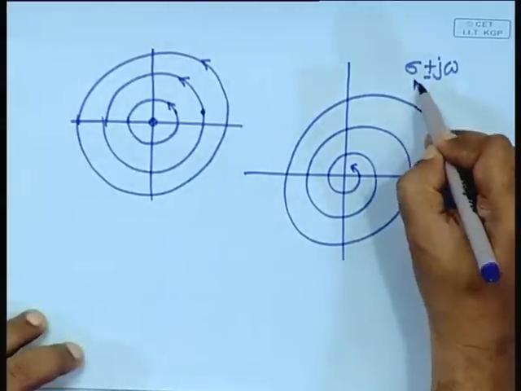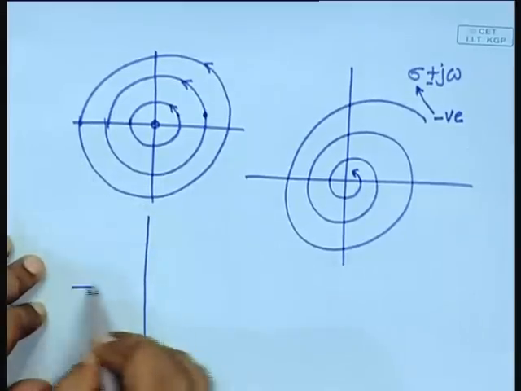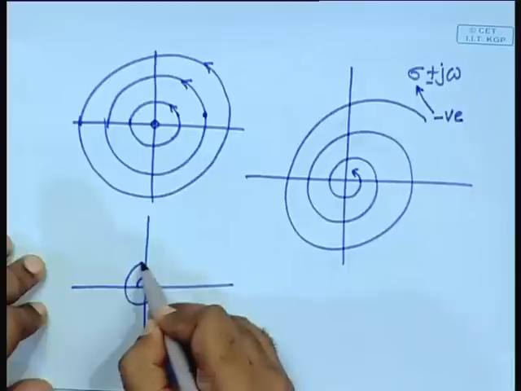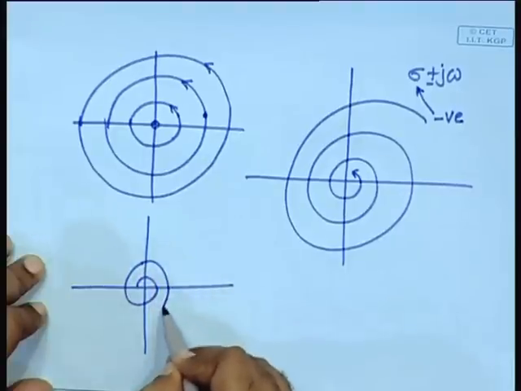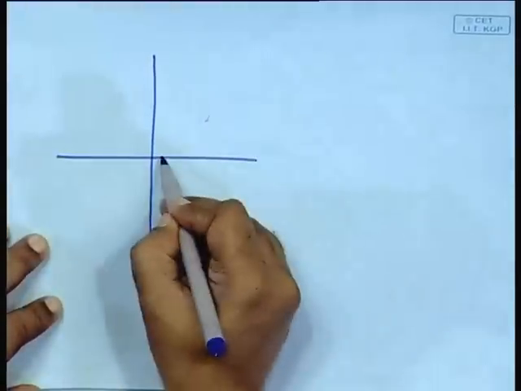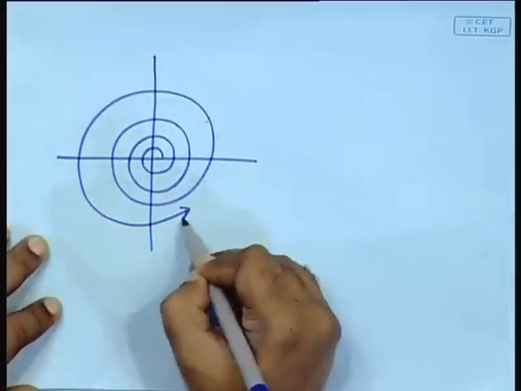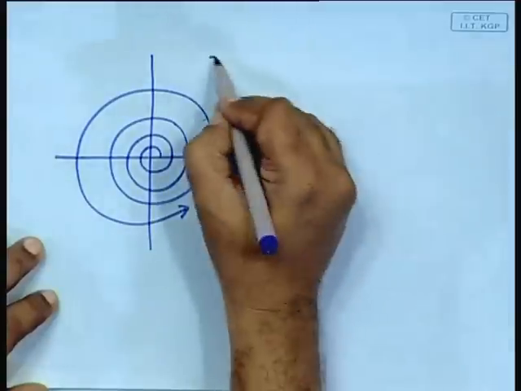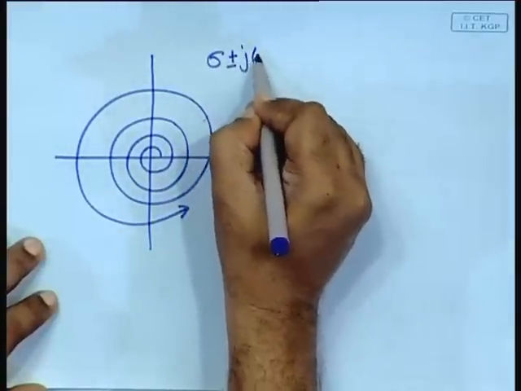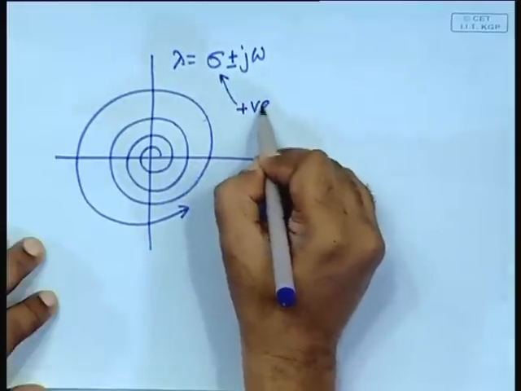When this is negative, and when this is positive, it will spiral out. Oh, probably it will be in the counterclockwise direction. So, sigma plus minus j omega is the eigenvalue, with this being positive.